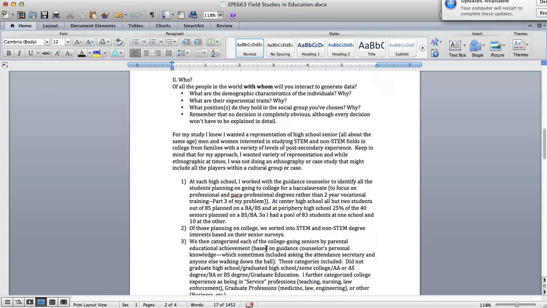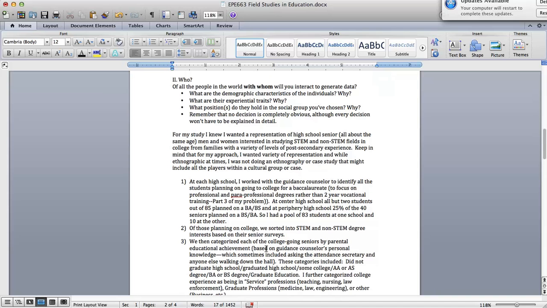At the center school, the high school that was in the city, all but two of the students in the class of 85 students were planning on going on for a baccalaureate. At the periphery school out in the county, only 25%, actually it was 45 seniors, were planning on a baccalaureate. So in one school I had a pool of 83 students to choose from, and in the other I had 10. And then on their senior survey, they also indicated what they wanted to major in, and so I used that to sort them into STEM and non-STEM degree plans.